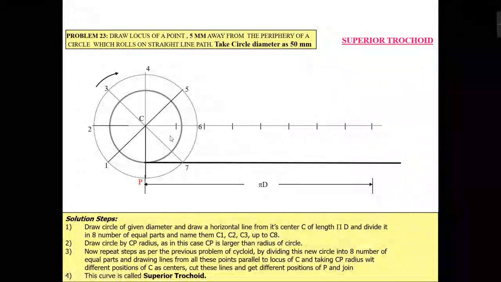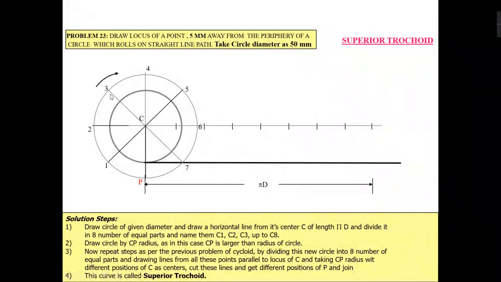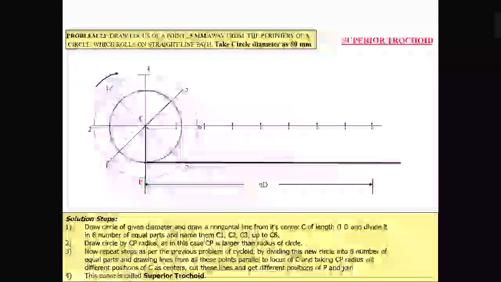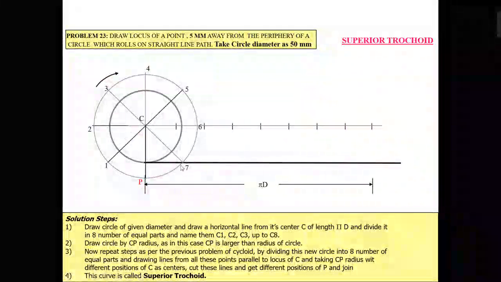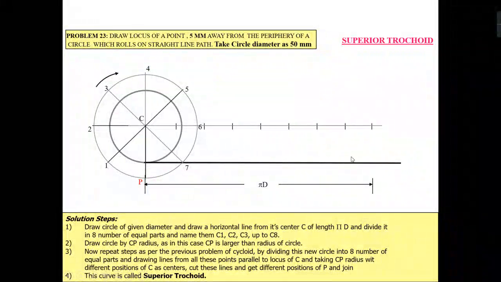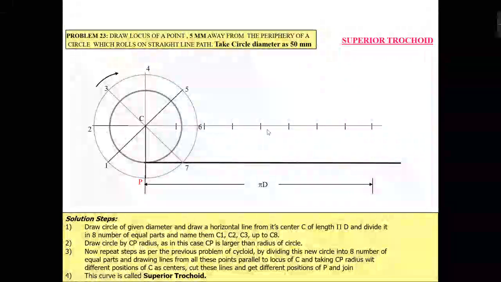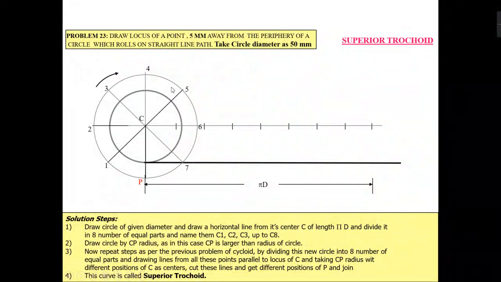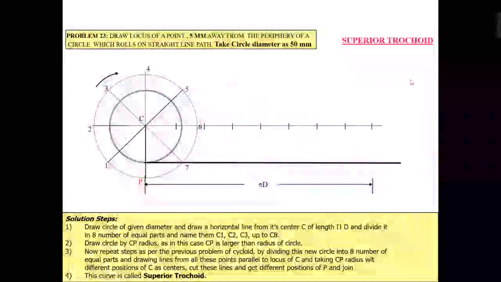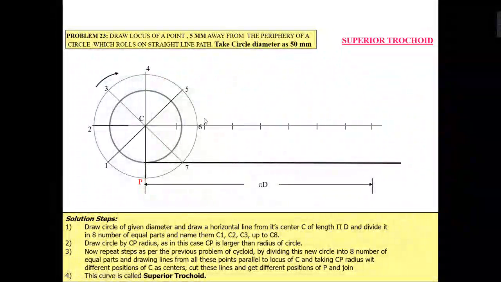So for that, I will draw the horizontal lines from these points. This is your 1, this is your 7. There will be one horizontal line passing through 1 and 7, one passing through 2 and 6, one passing through 3 and 5, and one horizontal line from the 4. Right?